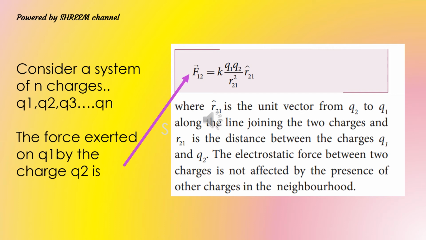Now we'll see what each and every term denotes. What does this r cap 21 denote? It denotes the unit vector from q2 to q1. And what is r21? It is the distance between the charges q1 and q2. Here you have to note that the electrostatic force between the two charges, q1 and q2, remains unaffected by the presence of other charges.